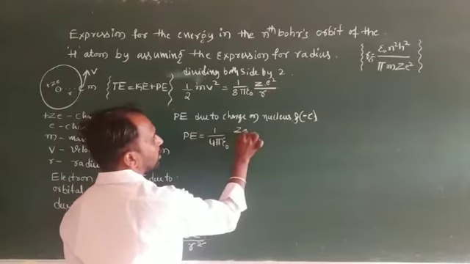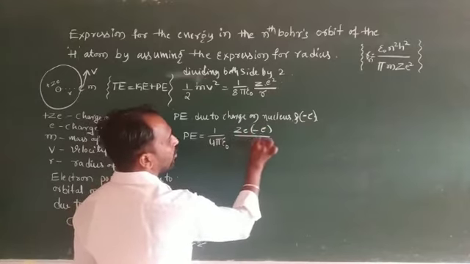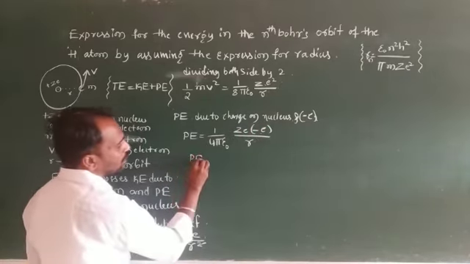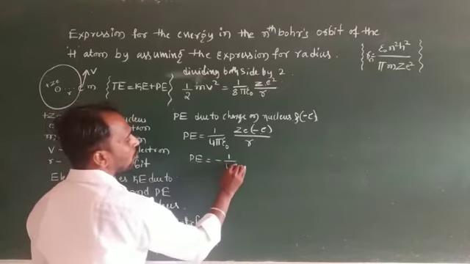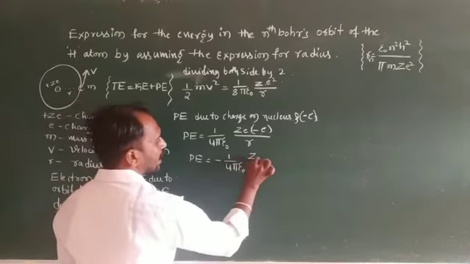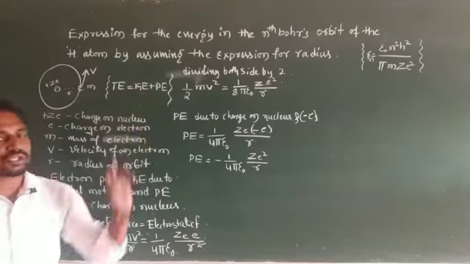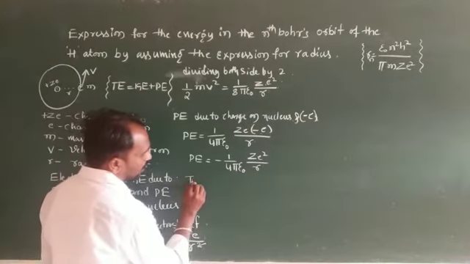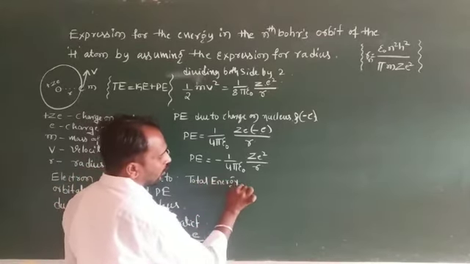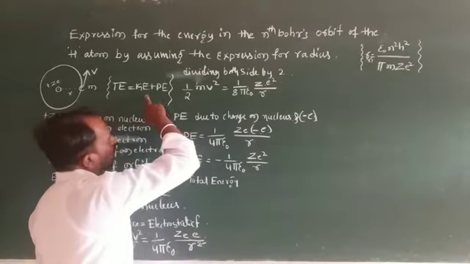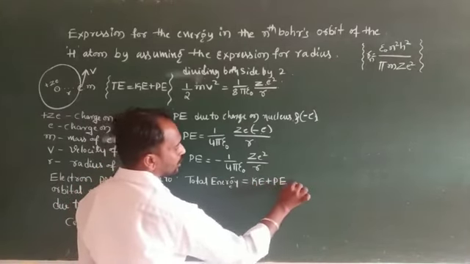Q1 is the charge on the nucleus, and Q2 is the charge on the electron, divided by R. So the potential energy is equal to minus 1 by 4 pi epsilon naught Z E square divided by R. We already know that total energy is equal to kinetic energy plus potential energy, the total energy due to the electron.